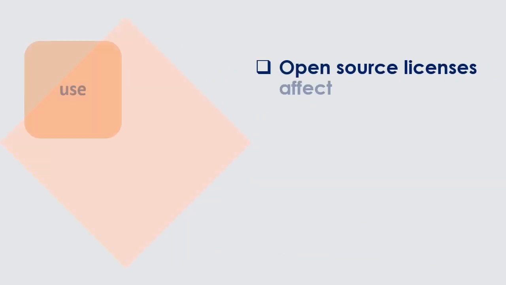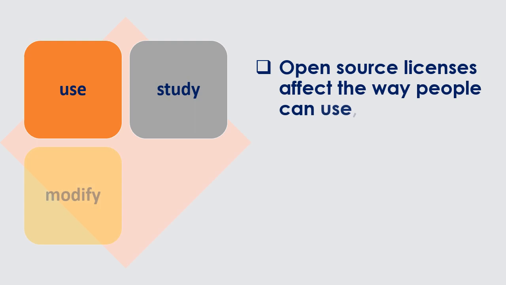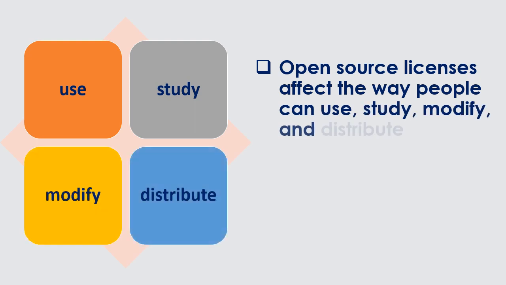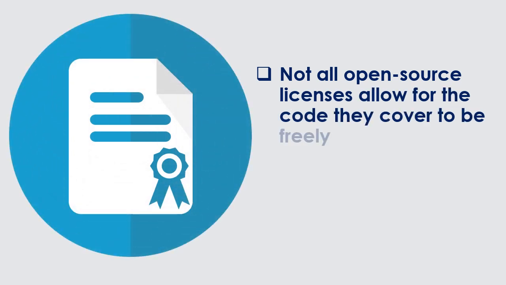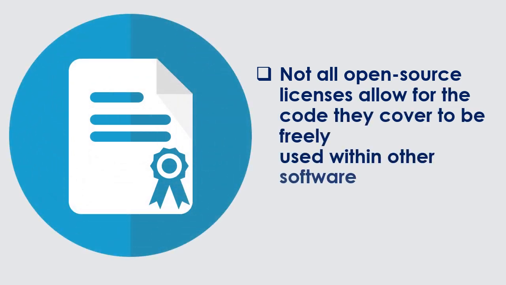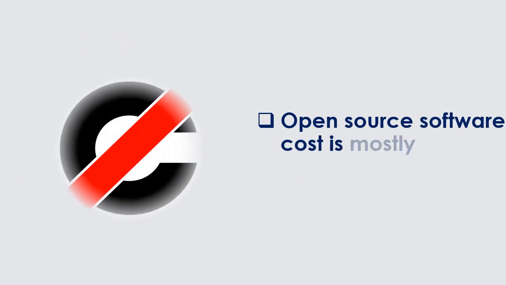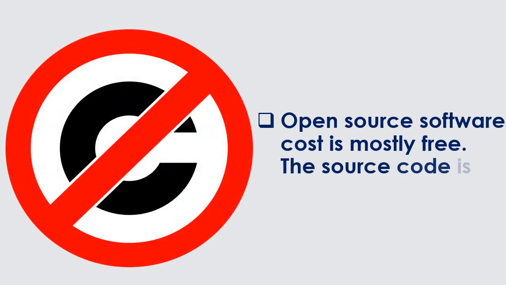Open source licenses affect the way people can use, study, modify, and distribute software. Not all open source licenses allow for the code they cover to be freely used within other software. Open source software cost is, mostly, free. The source code is free.